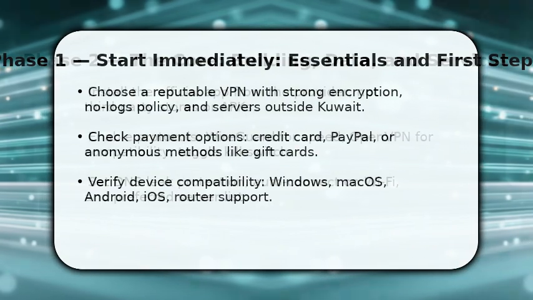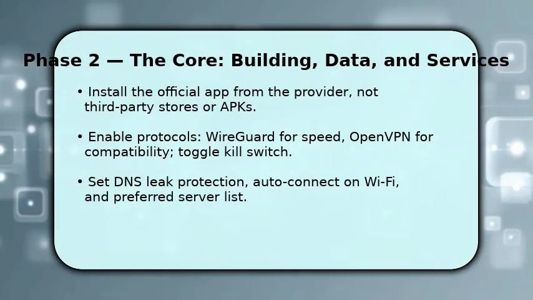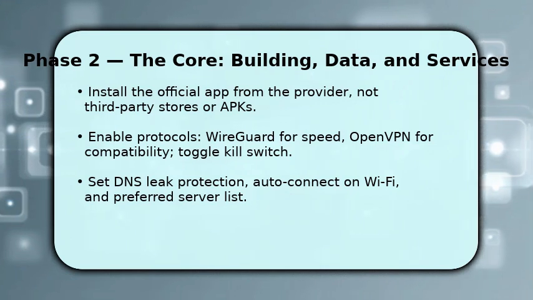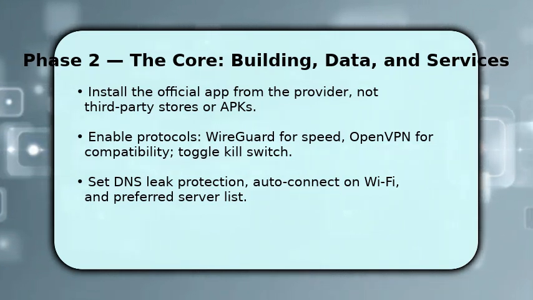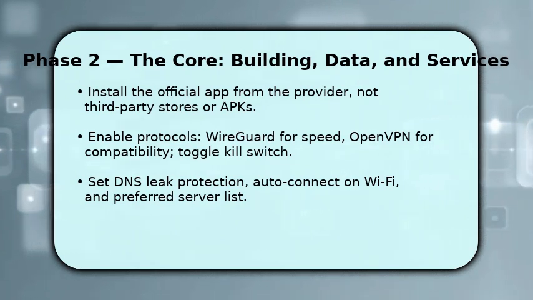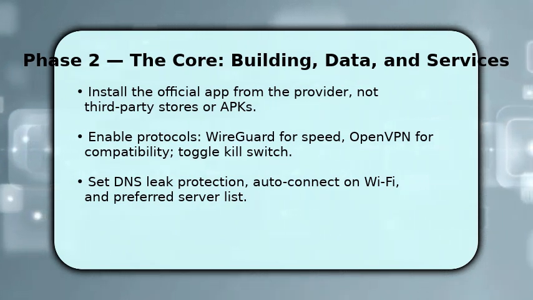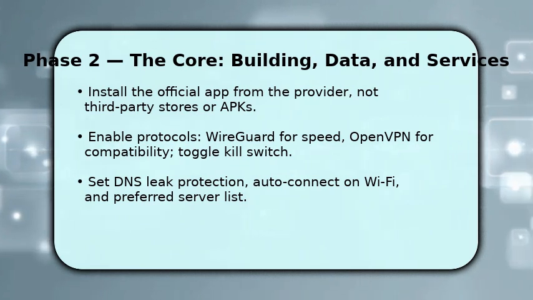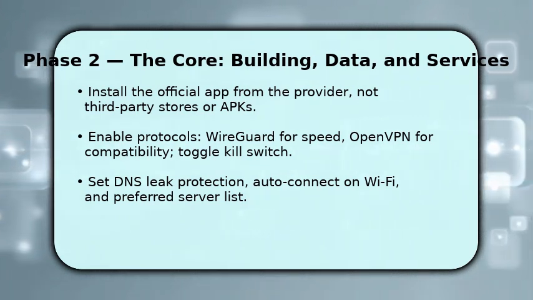You proceed to installation and configuration carefully. Install the official app, avoid side-loaded files, and sign in. Choose WireGuard for performance or OpenVPN if you need wider compatibility. The why is simple. WireGuard reduces latency, OpenVPN is rock solid.